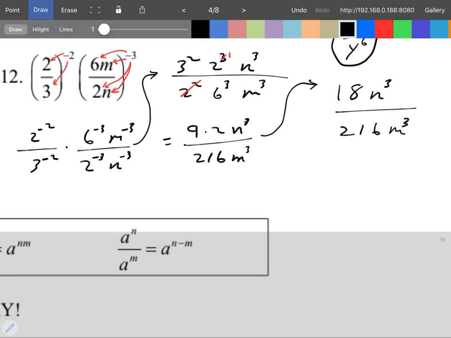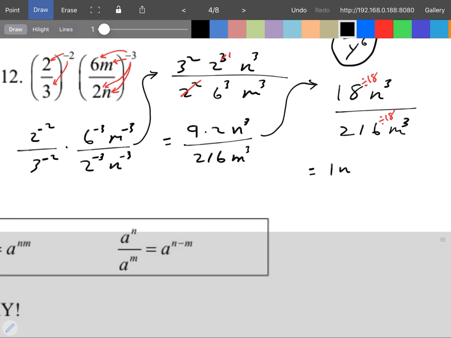Well, I'm going to try to reduce that fraction. So the first thing I'm going to do is see if 18 divides evenly into 216. So 216 divided by 18, that is 12. So yes, it does go in evenly. So what I'm going to do then is I'm going to divide this 18 in the numerator by 18. And I'm going to divide this 216 in the denominator by 18. And that's going to reduce that fraction for me.